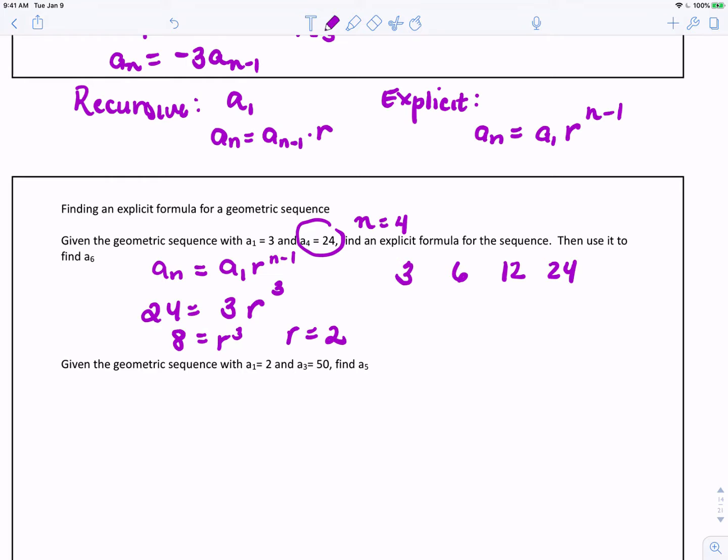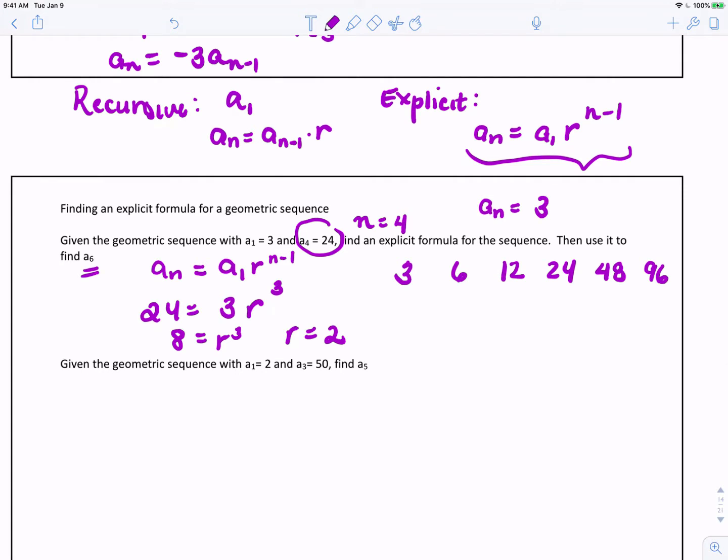Now we were asked to find a sub 6, so we can just keep going since we're so close. The fifth term would be 48, and the sixth term would be 96. If we weren't close, we could use this formula, because now we know explicitly the sequence can be written a sub n is equal to the first term, 3, times the common ratio, 2, to the n minus 1. And so this formula would allow us to find any term in the sequence we were interested in.